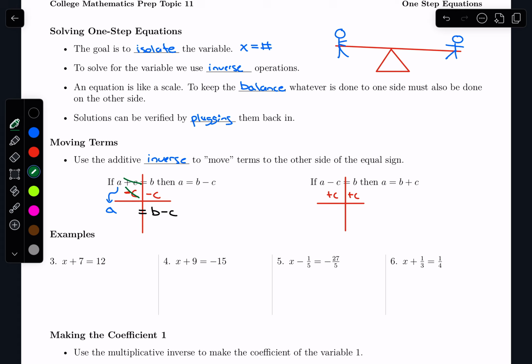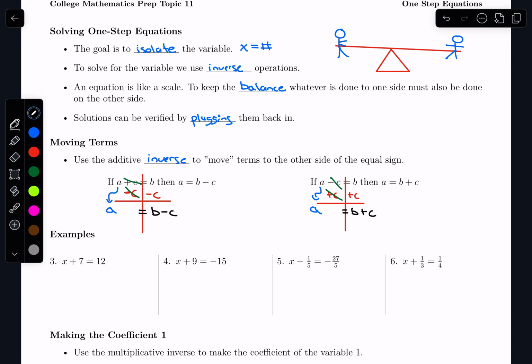Notice that on the left side, negative C and positive C cancel each other out. So again, I could write plus 0 there, but no need. Plus 0 doesn't do anything, so we're going to leave the 0 out. We're just going to drop down this letter A that was not affected. And then on the other side, we have B plus C, which again cannot be combined, so we just leave it as B plus C. So we effectively moved that negative C we started with to the other side by changing it into a positive.